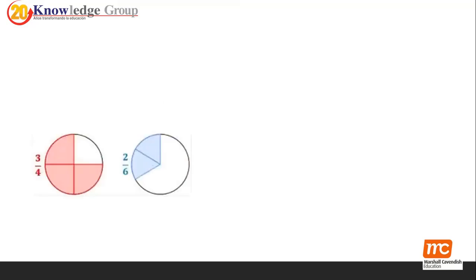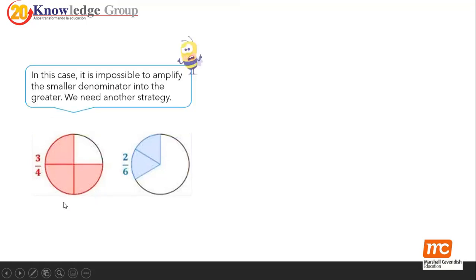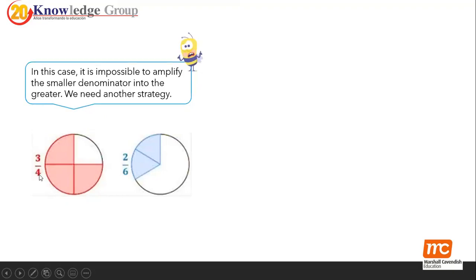Let's check another example. I have 3/4 and 2/6. What happens here? Well, my smaller denominator is number 4 and the greater is number 6. There is no way to transform this number 4 into a number 6 by amplifying or multiplying. So we need another strategy. What we are going to do is amplify both of the fractions until we find a like fraction or a common denominator.